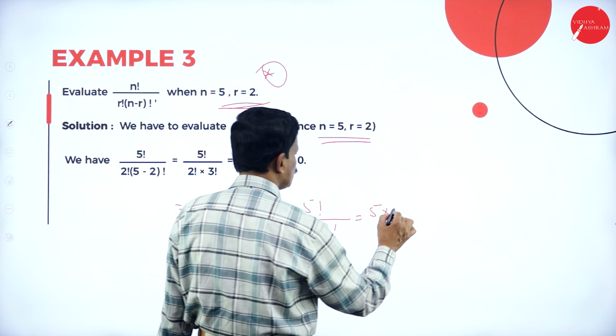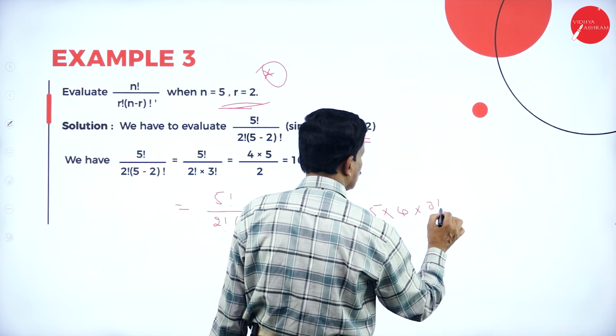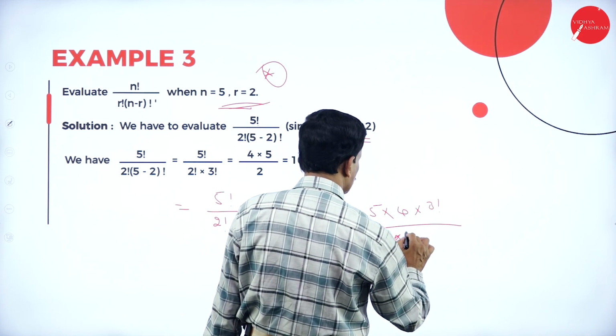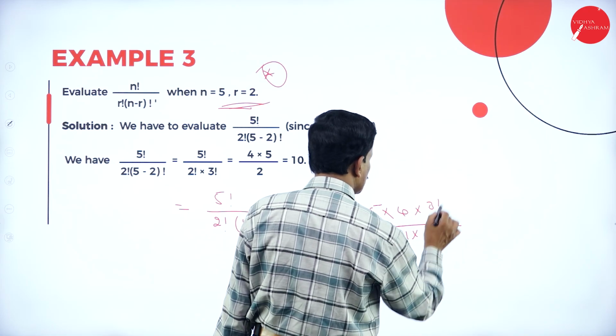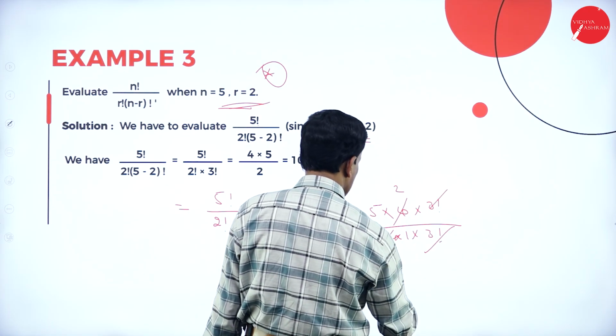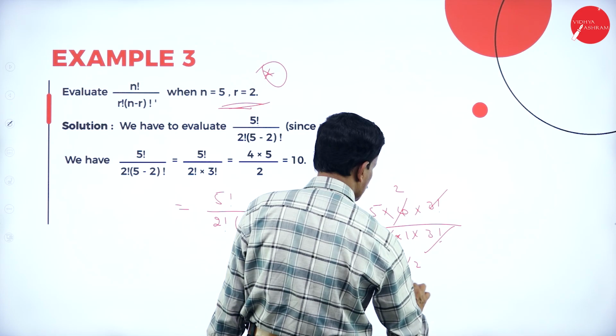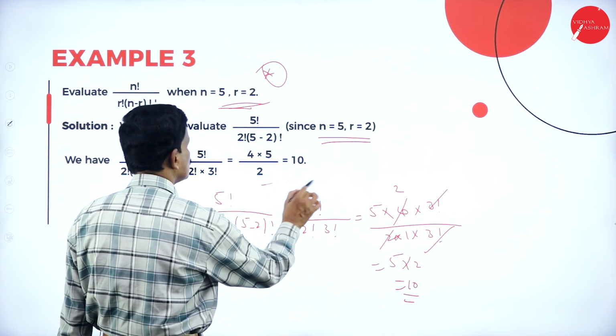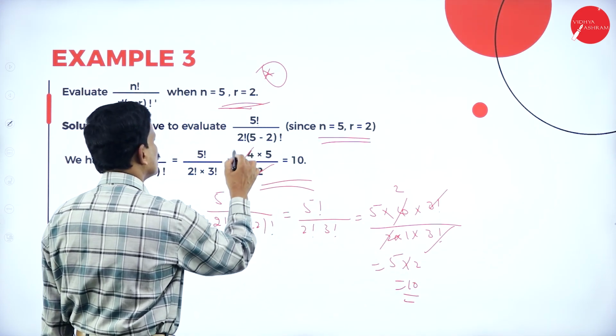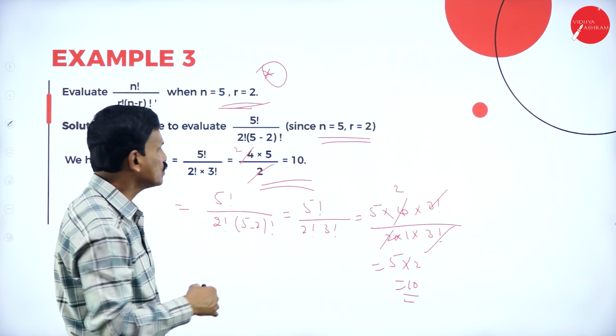This is 5 into 4 into factorial 3 divided by 2 into 1 into factorial 3. These get cancelled. The 3 factorials get cancelled, and 2 into 2 cancels as well. 5 into 2 is equal to 10. So this is equal to 10.